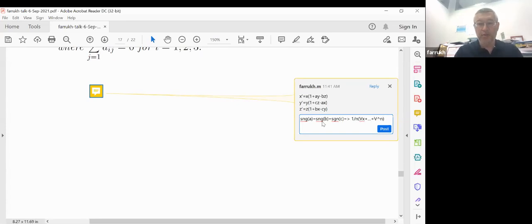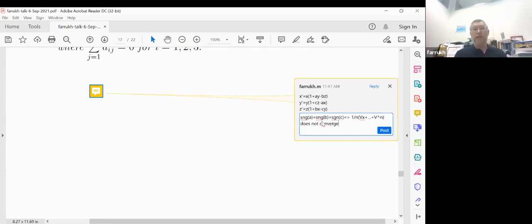This also does not converge. Does not converge. This is an important fact. So this means that if the signs of the numbers A, B, C are the same, then the trajectory of this apparatus does not converge. Roughly speaking, it means the trajectory of this kind of population is very strange.